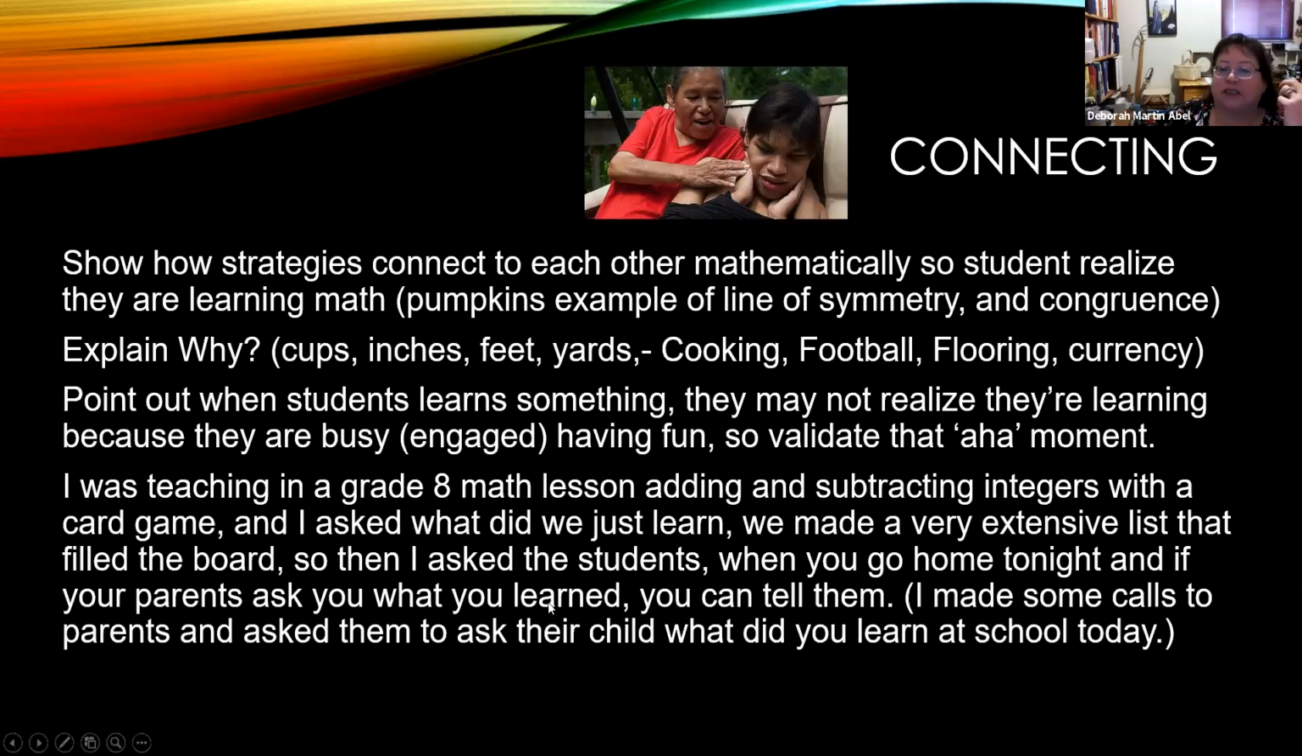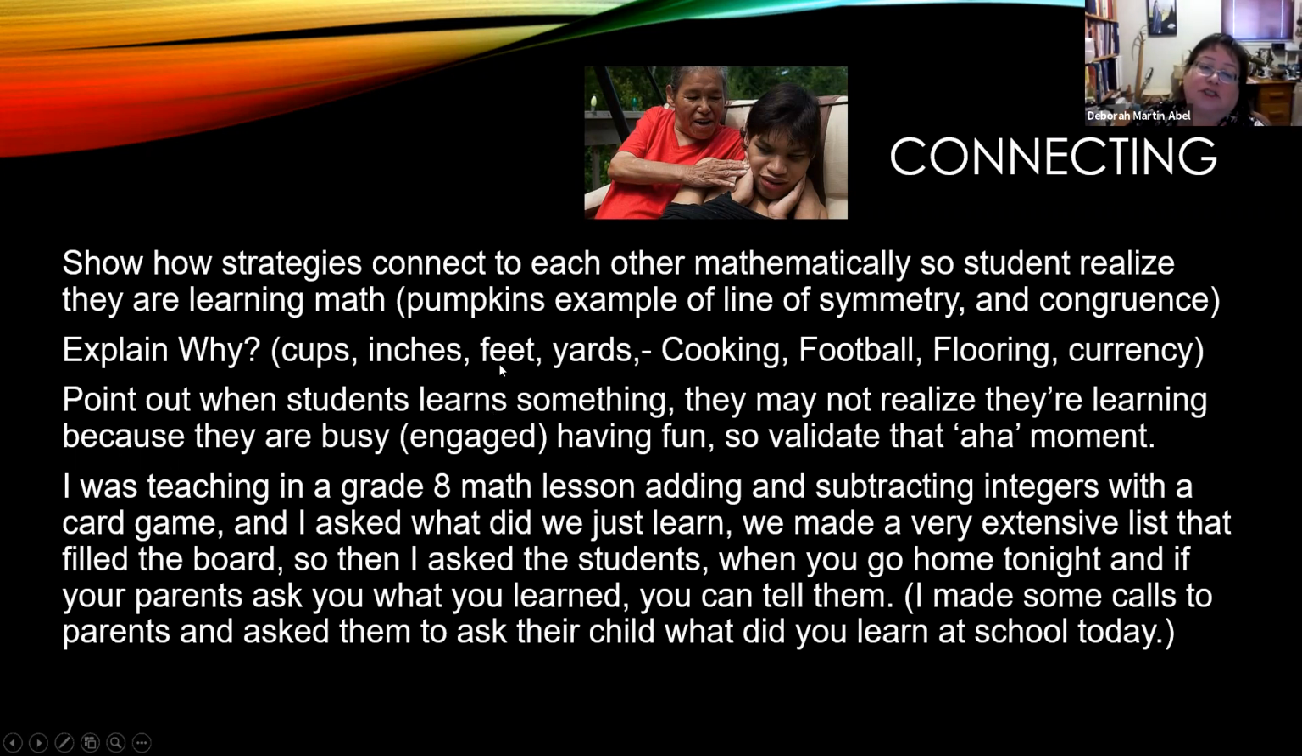Then there's connecting. Show how strategies connect to each other mathematically, so students realize that they are learning. Explain why.